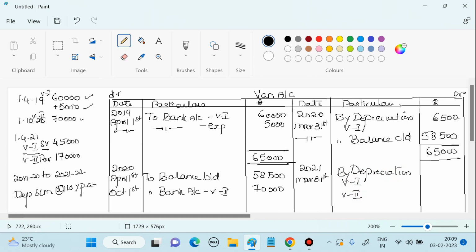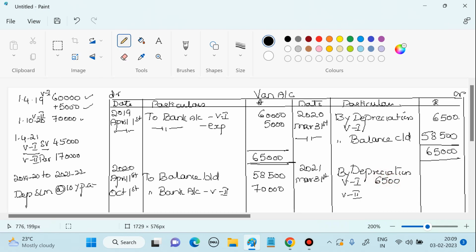Van 1 was there entire year. We are following straight line method. So what should be the depreciation on van 1? Who can tell me? What should be the value of depreciation to be charged on van 1? 6,500 only. Correct. Because it was used entire year.